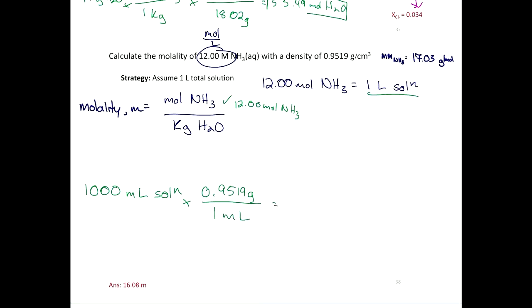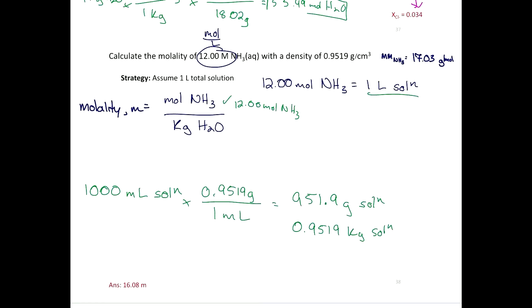So this solution weighs 951.9 grams. Does this number go in my denominator? No, what's the problem? Oh, it's a gram amount. Okay, I'll just convert it to 0.9519 kilograms of solution. Does that number go in my denominator? No, because what should go in your denominator? Kilograms of solvent, so in this case, water.